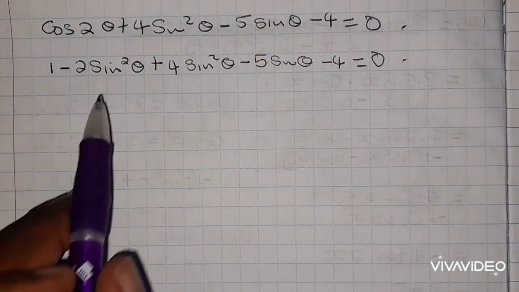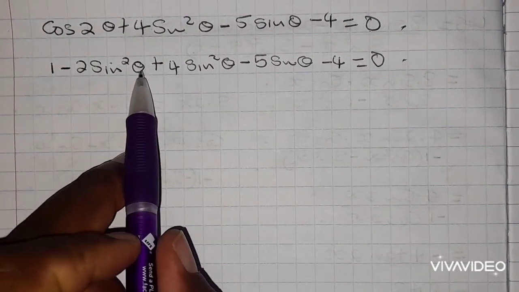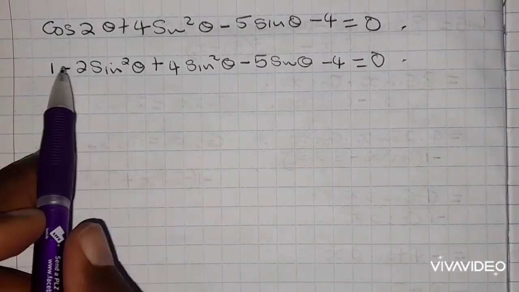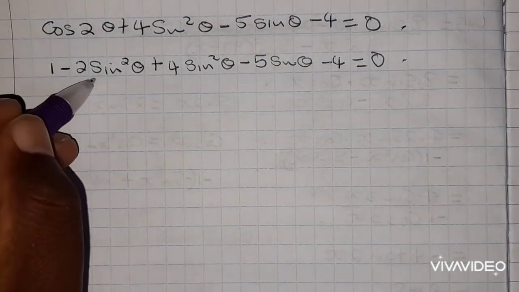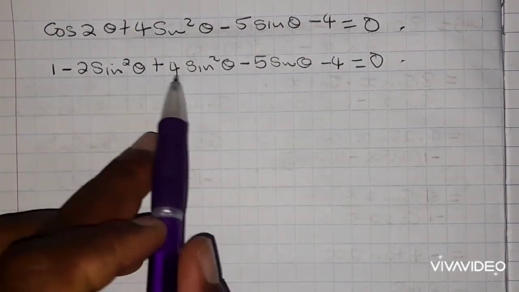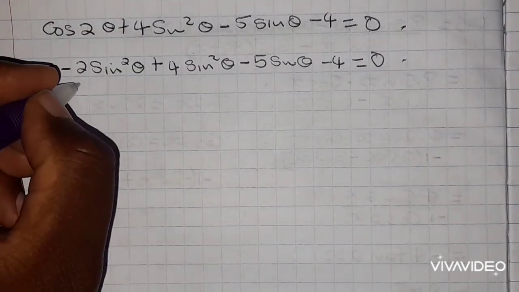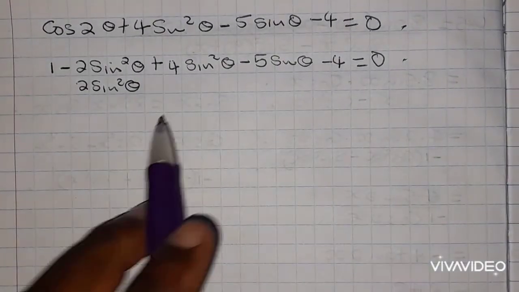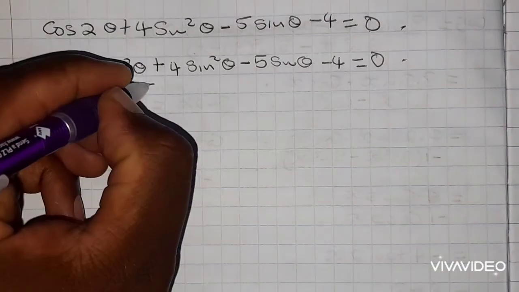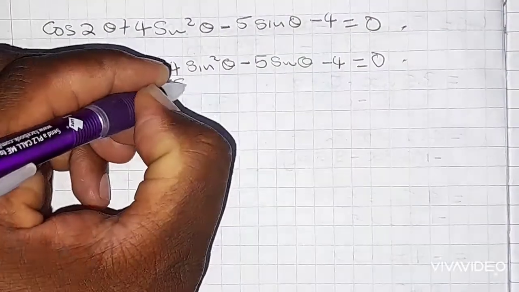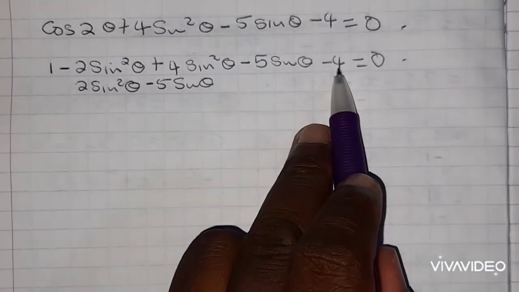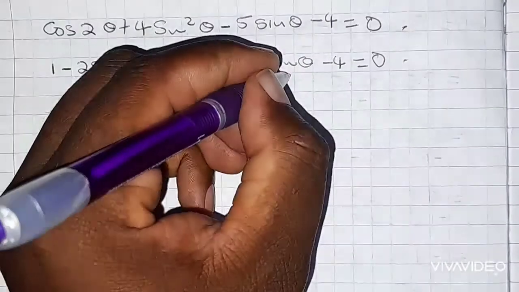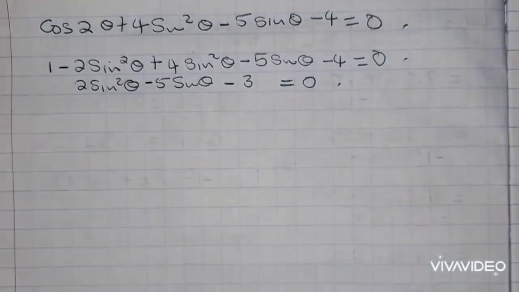There's something that we can simplify here. 2 sine theta squared and 4 sine theta squared. Put these together, there's a negative here. So we have negative 2 plus 4. We get a 2 sine theta squared. And then we have minus 5 sine theta. There's a negative 4 and a positive 1. So that's negative 3 is equal to 0.